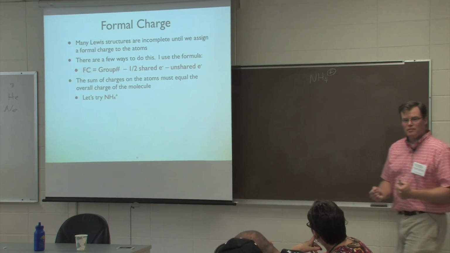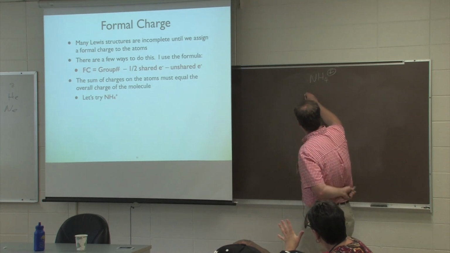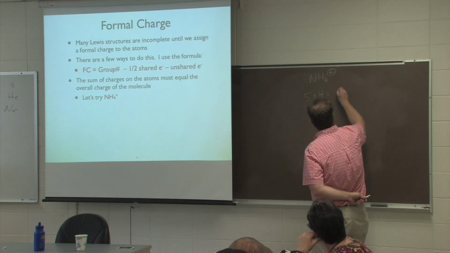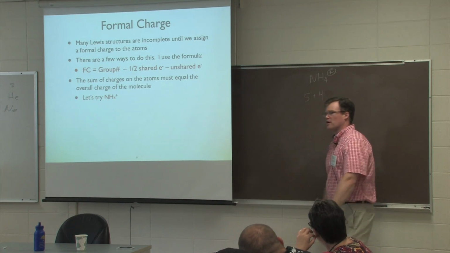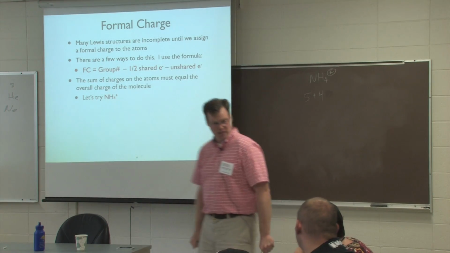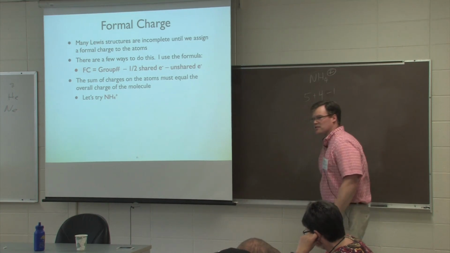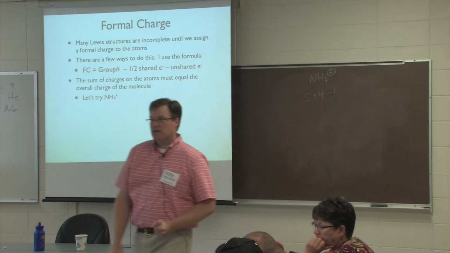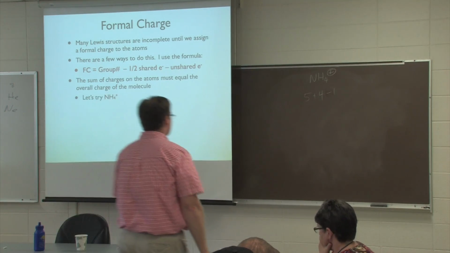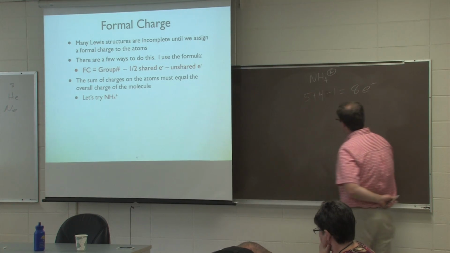Let's do the same thing we've done before. How many valence electrons do we have in this species? Nitrogen brings 5, and 4 hydrogens bring 4. We have, however, a positive charge on here, so we need to subtract an electron from the total valence electron count. That makes sense, right? Because if it's positively charged, it's lost an electron somewhere. So 5 plus 4 minus 1 is equal to 8 electrons.